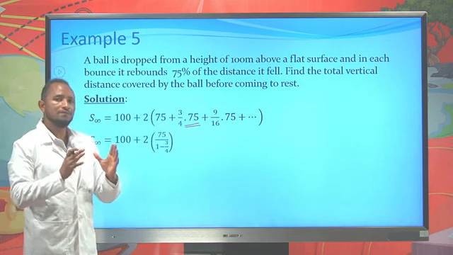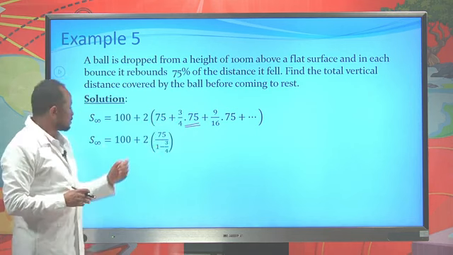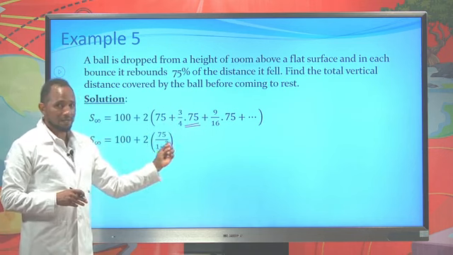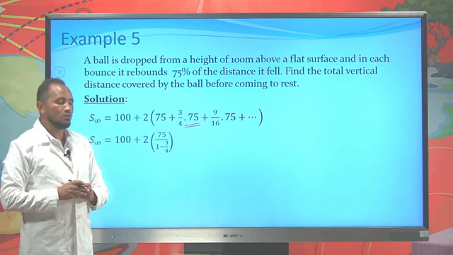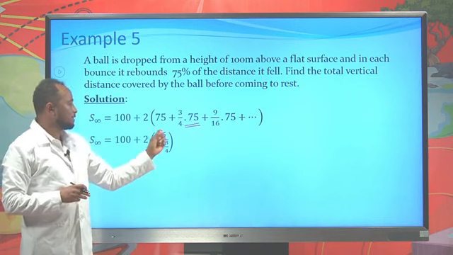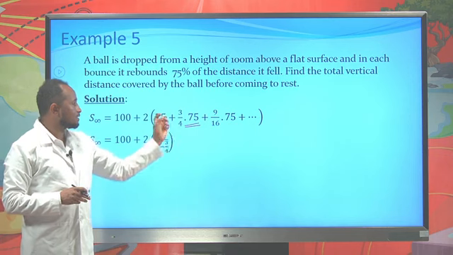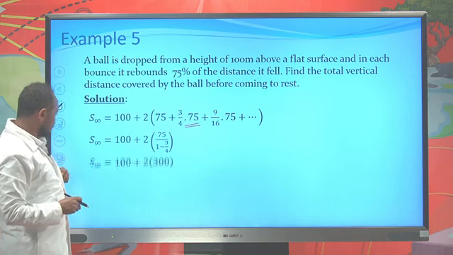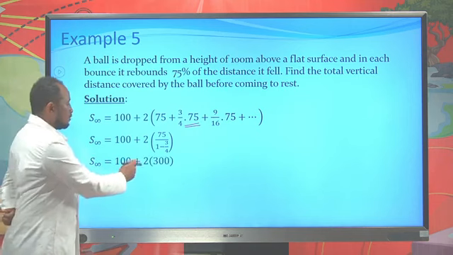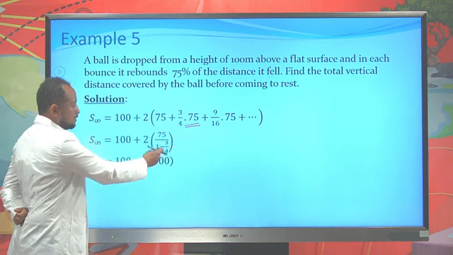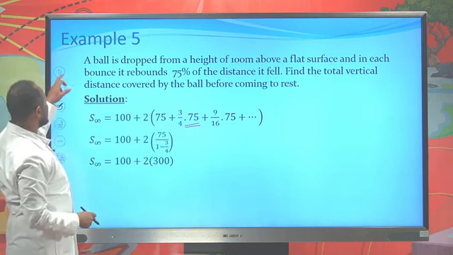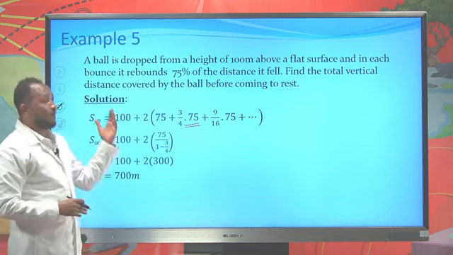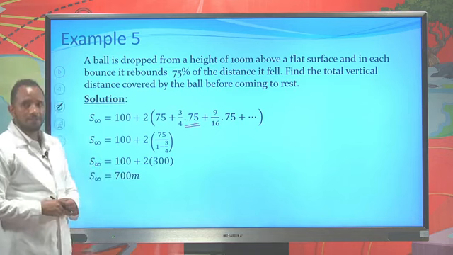I can find the infinite sum of these numbers. So 100 plus twice of this, where the infinite sum is given by G1 over 1 minus r. So G1 is 75 over 1 minus the common ratio, 3/4. Therefore, when you evaluate this, 100 plus twice of, when you simplify this, you get 300. So the final answer will be 700 meters. So the total distance moved by the ball is 700 meters.